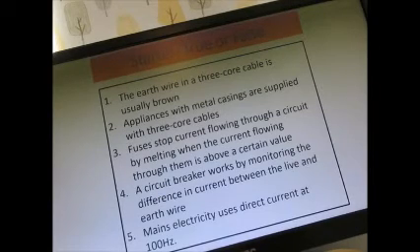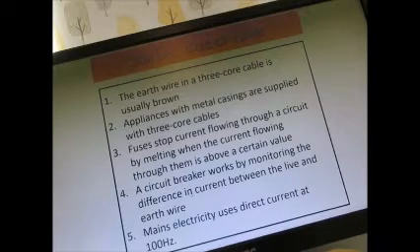Okay. Number two, appliances with metal casings are supplied with 3-core cables. That's true, because the earth wire acts as a safety feature. Fuses stop current flowing through a circuit by melting when the current flowing through them is above a certain value. That's true. Fuses are a safety feature, and we'll work out how to decide which fuse to use at the end.